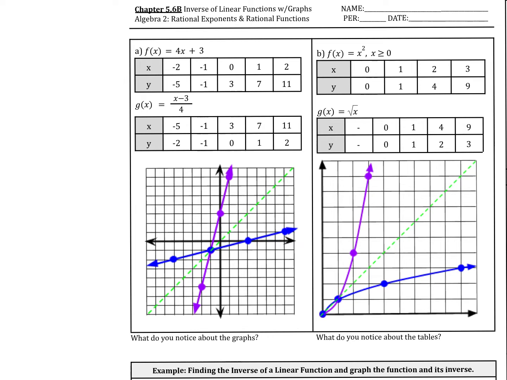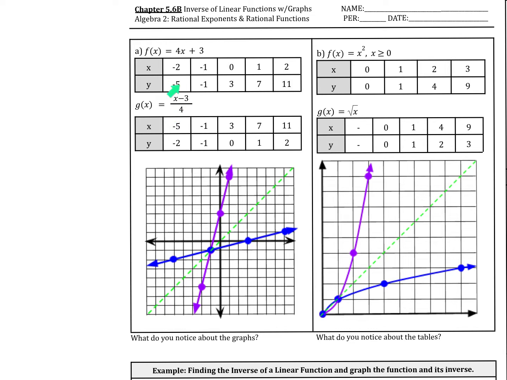Chapter 5.6b. So we're going to do the first question, letter A, f(x) equals 4x plus 3, and down below is the table for f(x). When you plug in -2, you got -5, and when you plug in -1, you got f(x) equals -1. Similarly, when you put 0, you got 3, when you put 1, you got 7, and when you put 2, you got 11.